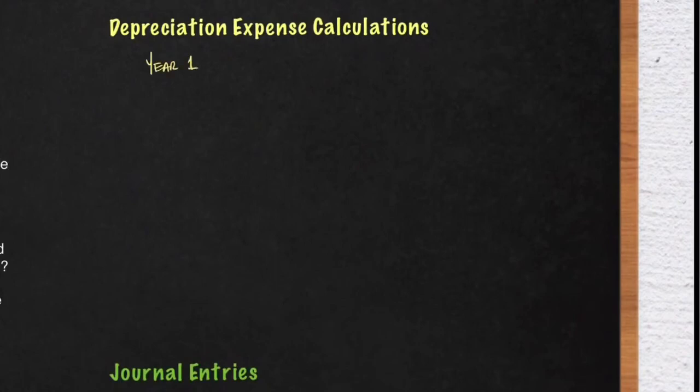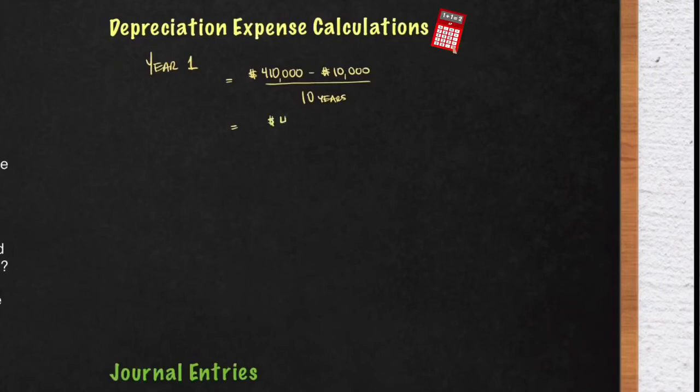For year 1, we're just going to plug it into the formula here. Our cost is $410,000. You're going to subtract your residual value, which is $10,000. And then you're going to divide by the useful life in years, and in this problem it is 10 years. That will give us $400,000.